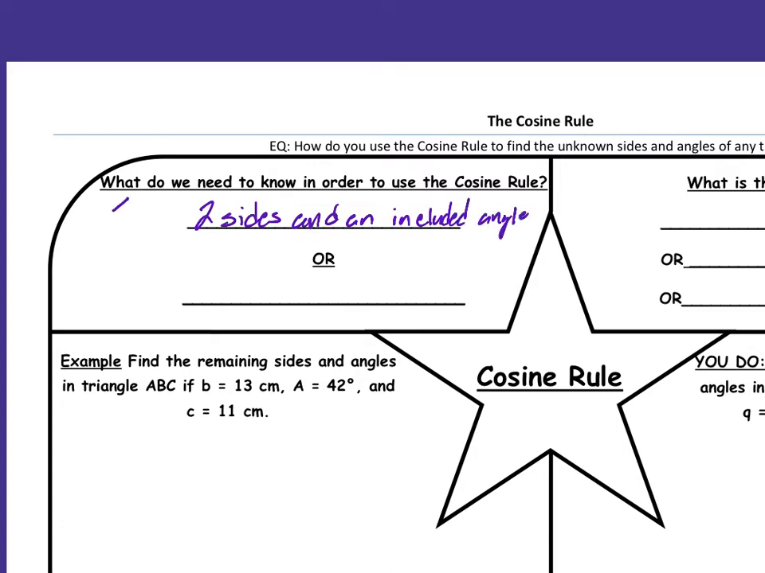So if I have my little triangle here, if I have angle A, B, and C, if I know this side and this side, I need to know the included angle here. So I can do it that way, or I need to know all three sides.